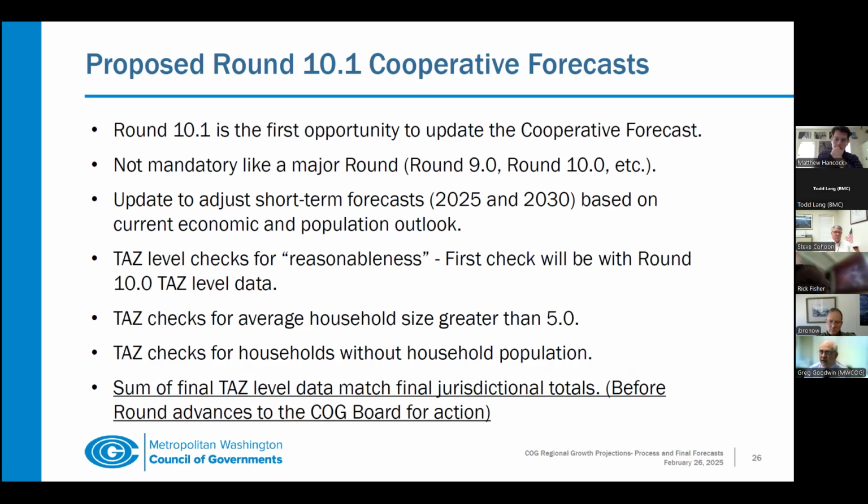The COG Cooperative Forecasting and Data Subcommittee is actively reviewing the numbers. Some of the checks we look for are just making sure that it's reasonable. Some of the quality control checks we'll be making include comparing the TAZ level data for 10.1 to round 10, making sure that the TAZs that increased or declined seem appropriate, with a rationale for those changes. Of course, we're going to be making some checks for household size. We look for anomalies for TAZs in which there are households but no household population. We look for those types of changes at the TAZ level and have those corrected before we submit a data set for our transportation modeling program.